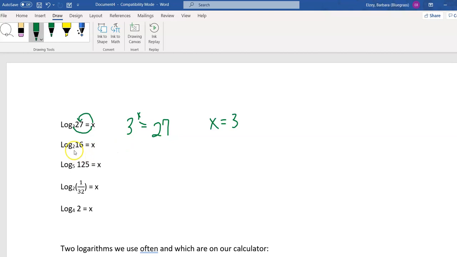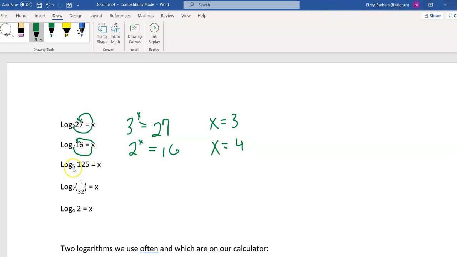So let's do the same thing to the second one. We've got 2 raised to the x power equals 16. So let's think about what power do I need to raise 2 to? 2 times 2 is 4. That's 2 so far. Times 2 again is 8. Times 2 again is 16. That's 4 2's that we've multiplied. So x is 4.